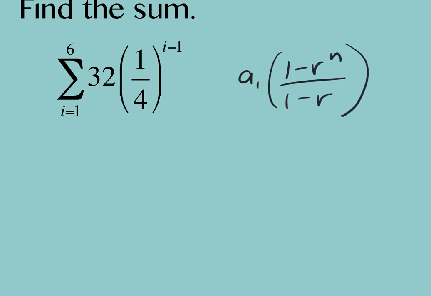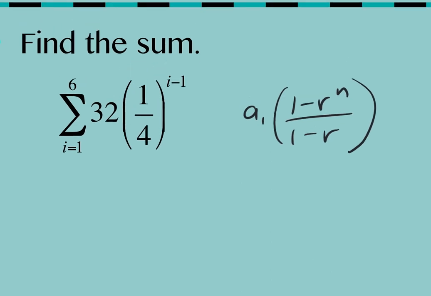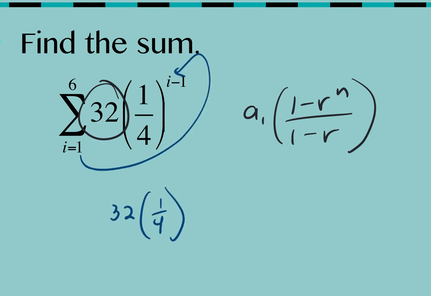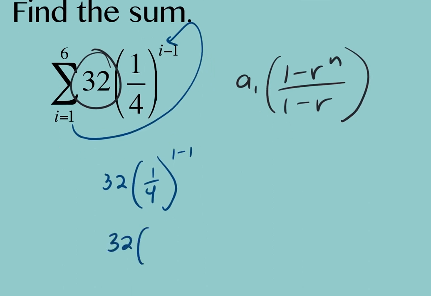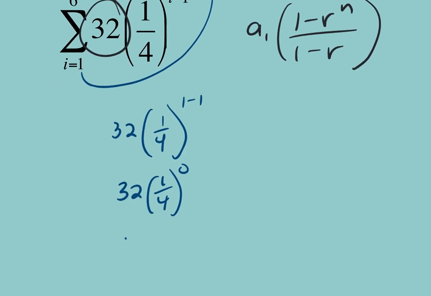How do I find a1? a1 is 32 this time because the bottom number is 1. So this literally is your a1 if the bottom number is 1, okay? Let's say that bottom number is not 1. How do I find a1? What does a1 represent? The first number in the series. So how could I find the first number in the series? Good. Plug in the bottom, okay? So if I plug in the bottom number, even if I did it this time, I'd get 32 times 4 to the 1 minus 1, which is 32 times 1/4, sorry, not 4, to the 0. And what is anything raised to the 0 power? 1. So I go back to 32.